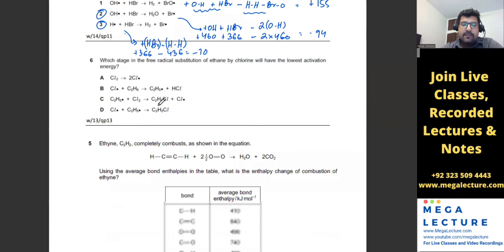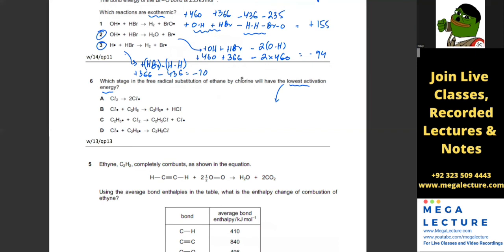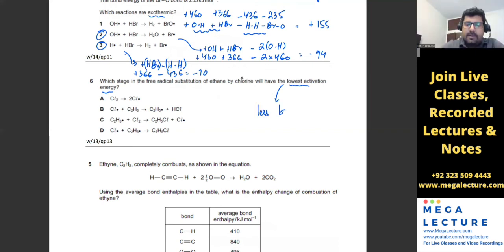As for the next one, you've got which stage in the free radical substitution of ethane by chlorine will have the lowest activation energy. So lowest activation energy, less bonds broken or more bonds broken? Less bonds. Okay, so less bond breaking happening. So ignore the dot. We'll explain that later, much later on. In which reaction, the first reaction, you're breaking the Cl-Cl bond, right? So energy would be needed for that.